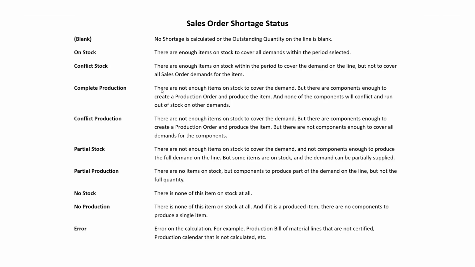The sales order status looks first at the top level item on stock, if it's on stock, and then it looks into the hierarchy of components if possible. And this description is for the sales orders.